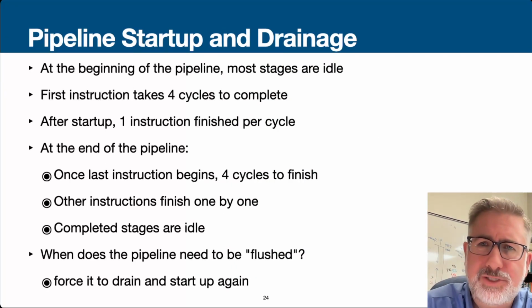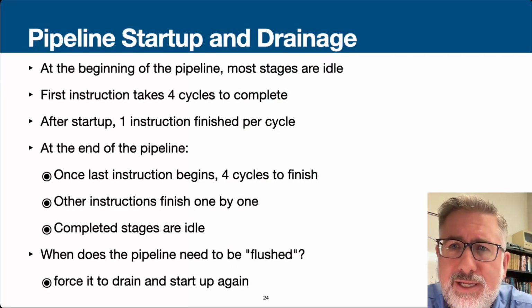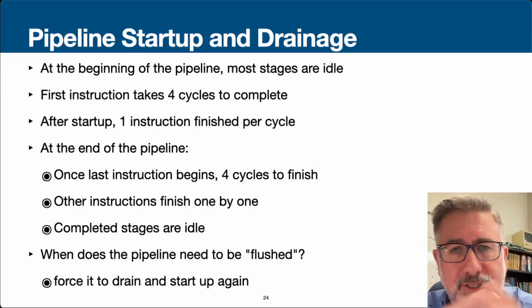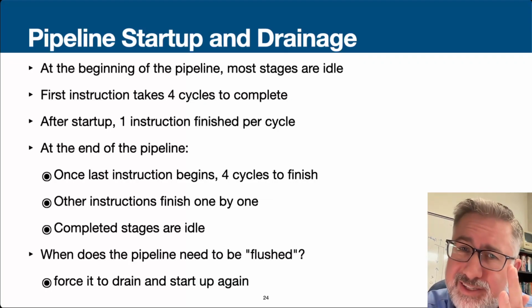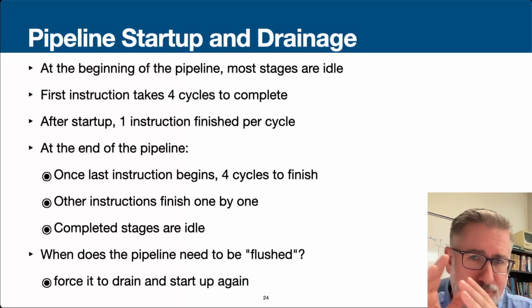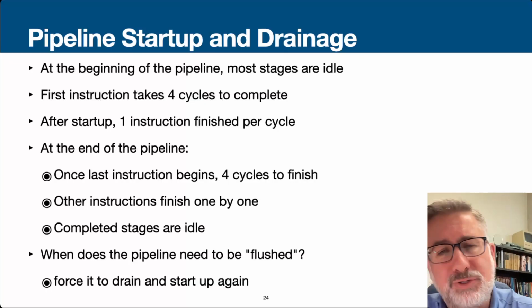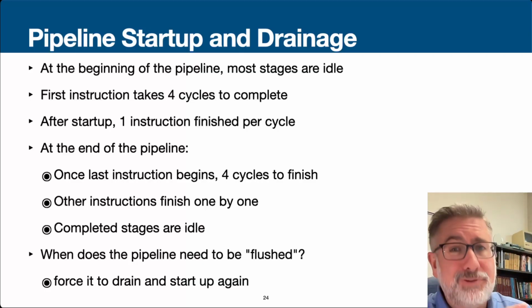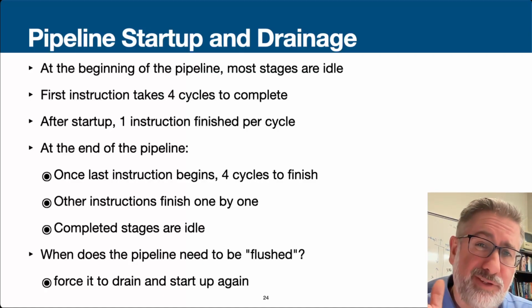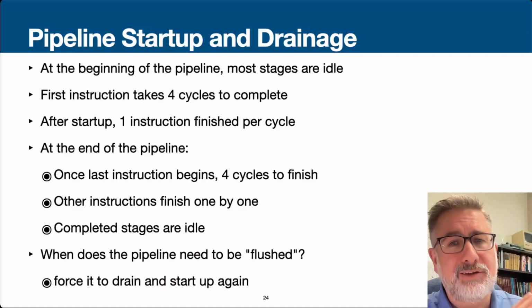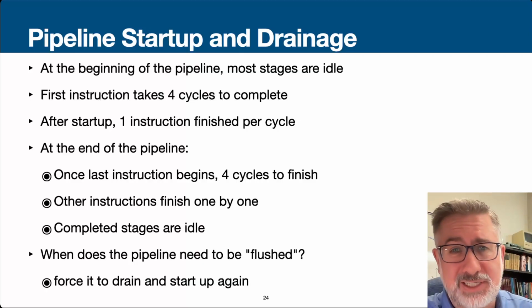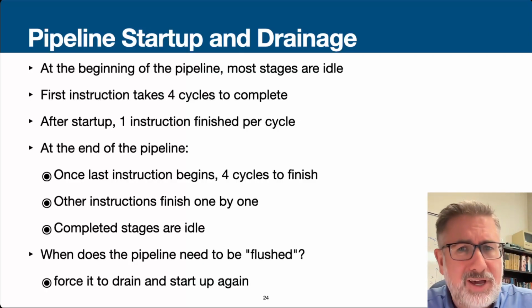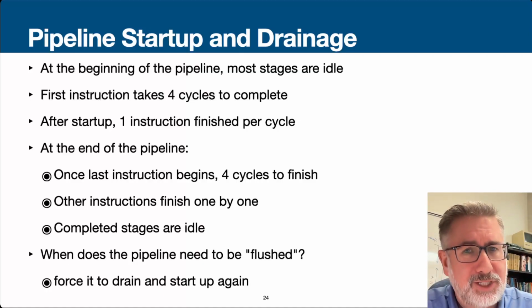So look at some of these notes, right? We said this stuff already. At the beginning of the pipeline, most stages are idle. It takes 4 clock cycles to complete the first instruction. And at the end of the pipeline, we have to wait 4 cycles after we start the last instruction before it's done. And again, there are times when we have to start the pipeline from scratch, or we have to flush out the pipeline because something has happened, right? So we have this consideration that maybe we're not actually getting as much benefit as we wanted because we have to start it and flush it.